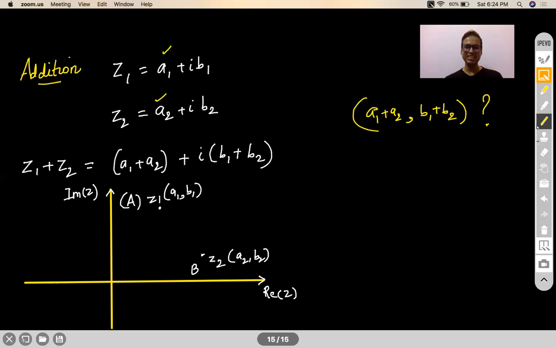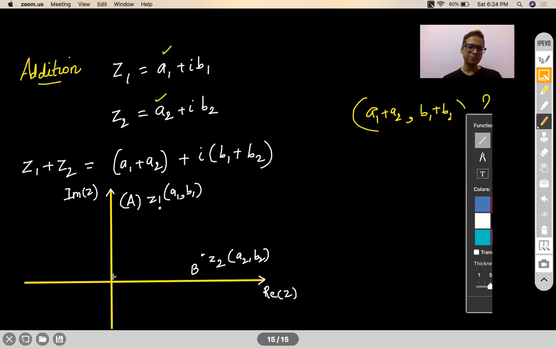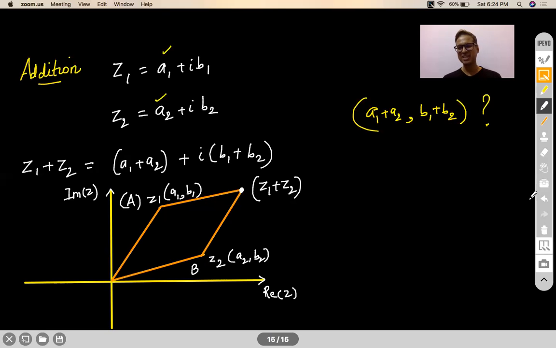Now here is the claim that I'm going to make. If you complete a parallelogram using these two as the adjacent sides, so let me complete a parallelogram, using these two as the adjacent sides, this vertex that you see is basically your Z1 plus Z2 vertex. Or for that matter, this is your A1 plus A2, comma B1 plus B2.